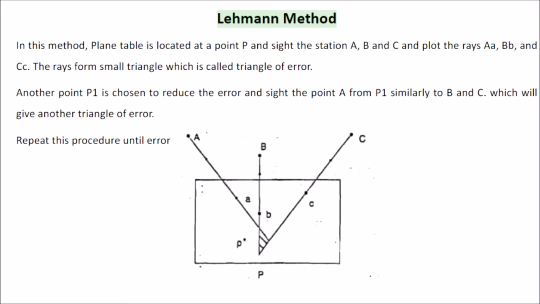Layman method. In this method, the plane table is located at a point P, sight the stations A, B, and C, and plot the rays Aa, Bb, and Cc. The rays form a small triangle which is called the triangle of error. Another point P1 is chosen to reduce the error and sight the points A, B, and C from P1 similarly, which will give another triangle of error. Repeat this procedure until the error becomes 0.